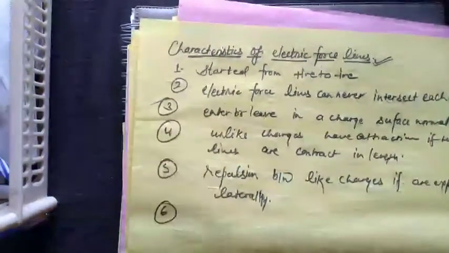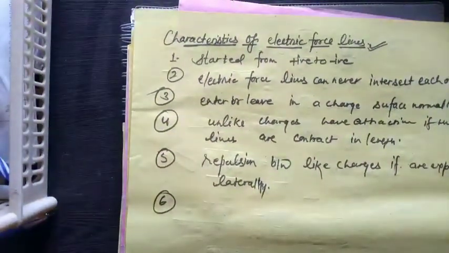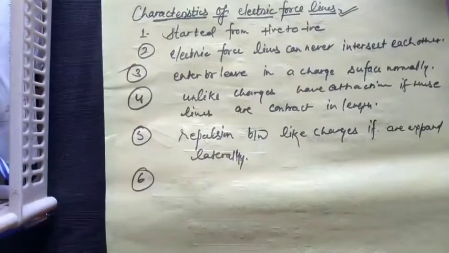Number 6, the electric lines of force cannot pass through a conductor. This means the electric field inside a conductor is 0.